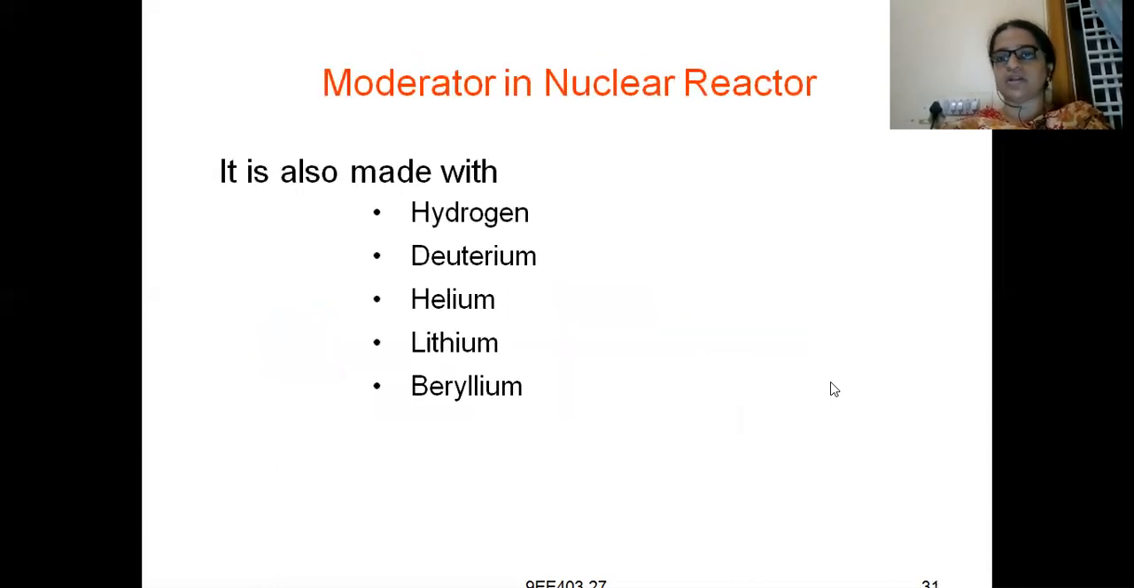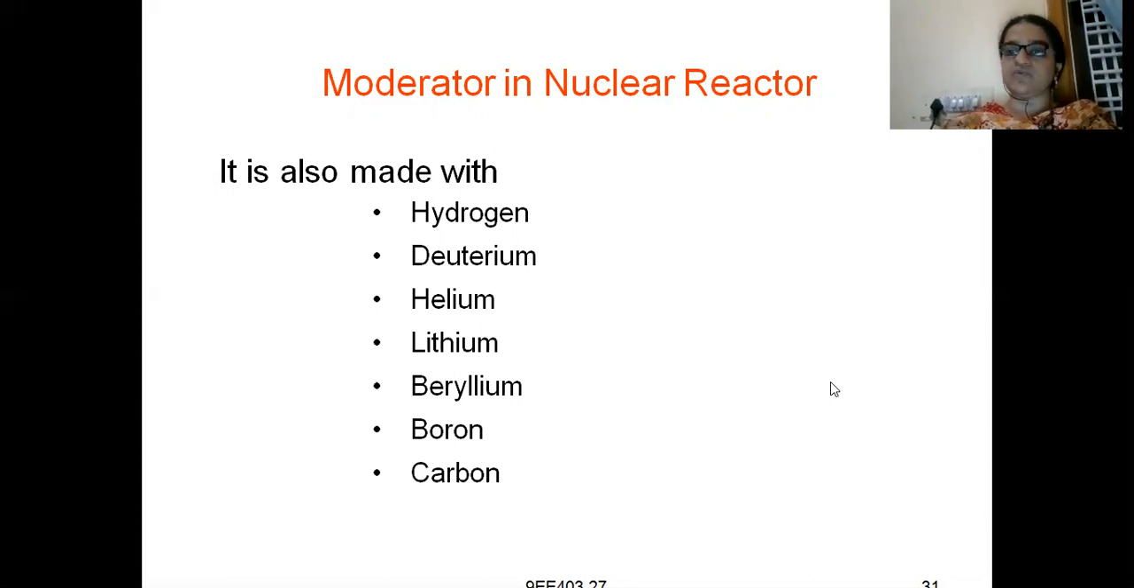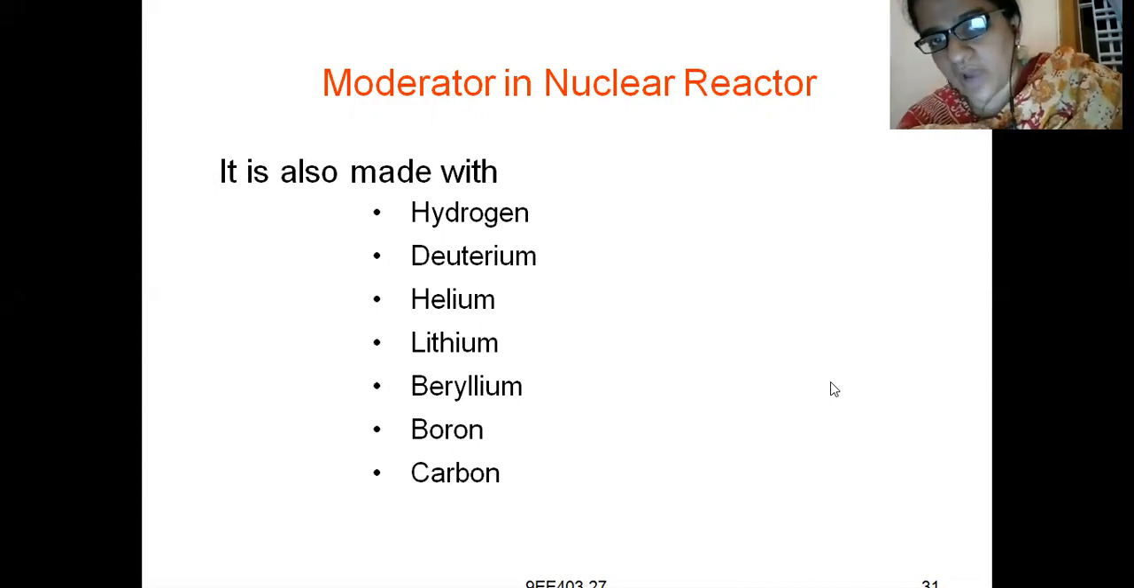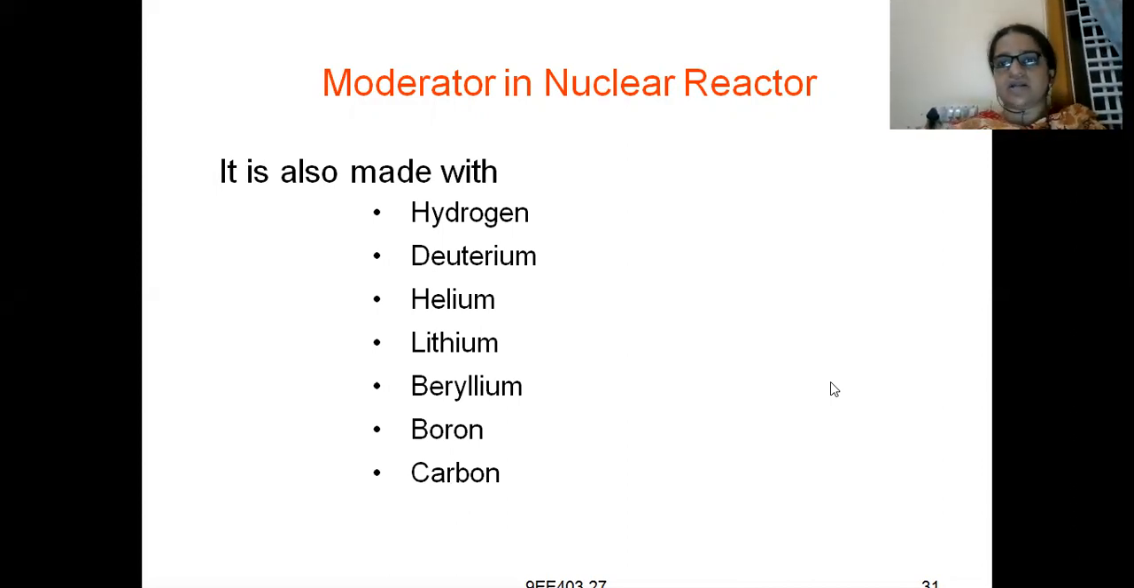What is a moderator in a nuclear reactor, meaning what materials can we use as moderators? There are various substances available in nature, and every substance has its own properties. Based on our requirement, we need to understand which substances are available for the given purpose. With which material should a moderator in a nuclear reactor be prepared? Usually moderators are made with hydrogen or deuterium. Deuterium means the isotope of hydrogen.